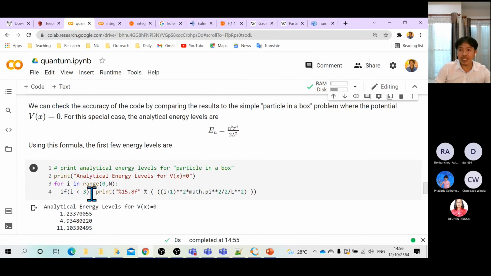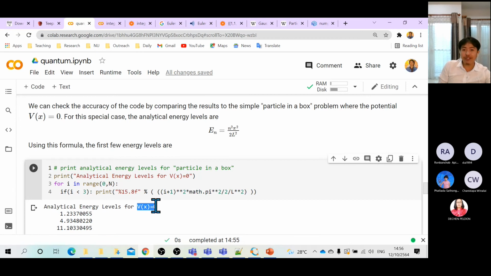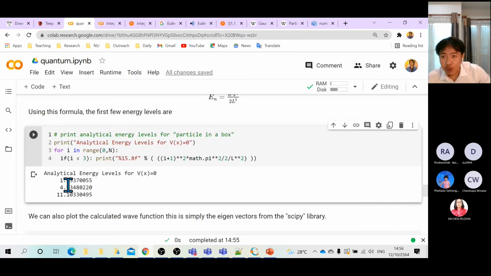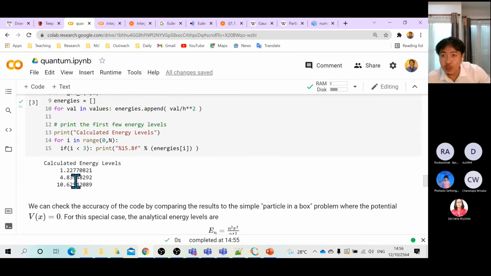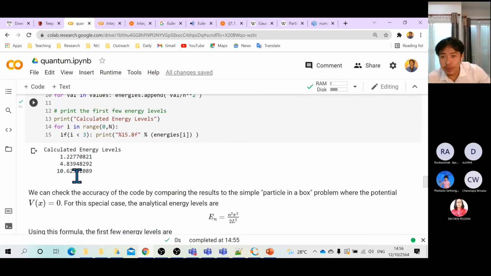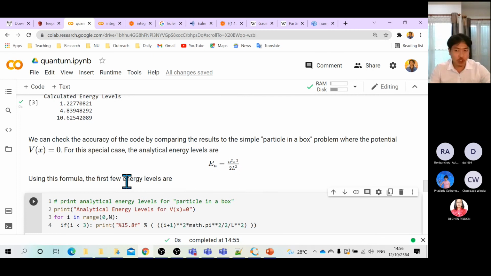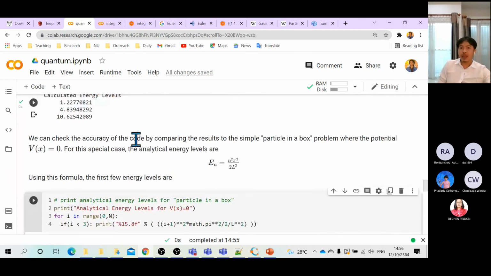I print this out here. That's the exact answer for this problem, only when you have a flat box, okay? Look at the agreement. We have 1.227 for our result, and the exact is 1.23. Very good. What about the next one? 4.8, 4.9. Very good. So it seems like we're getting the right answer for this problem, okay?